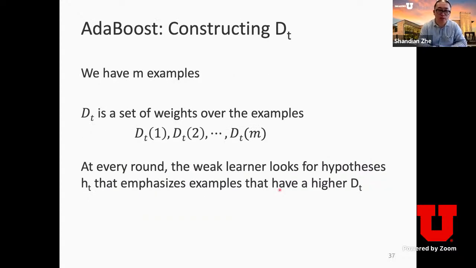First, how do we construct the sample weights? Here's the setting. We have M training examples, and we denote by Dt the set of weights over the examples. So Dt1 is the weight for the first example in round t, Dt2 the weight for the second example, Dtm the weight for the mth example at iteration t. We want to adjust the sample weights so that at every round, the weak learner will look for a hypothesis ht that emphasizes examples that have a higher Dt weight.